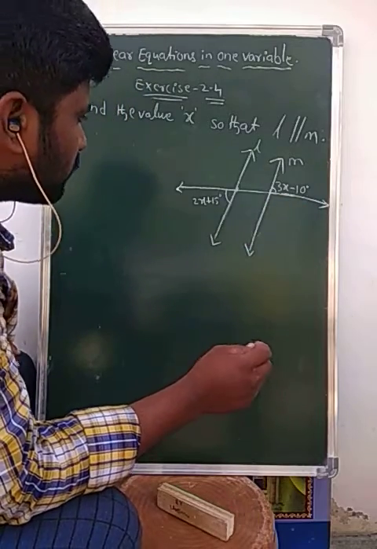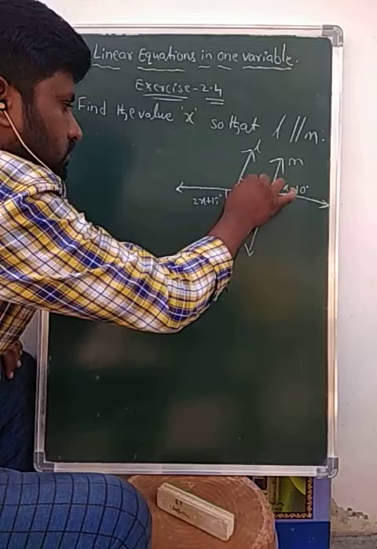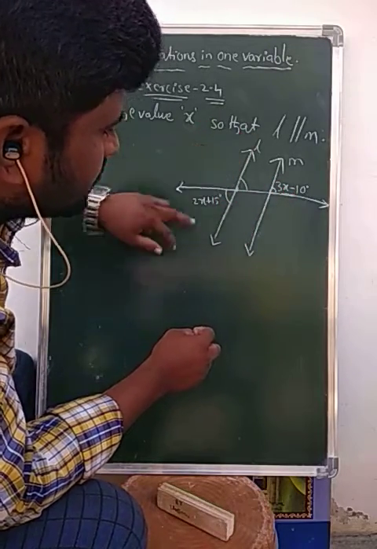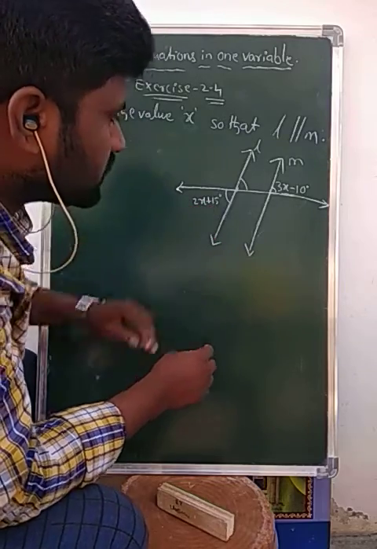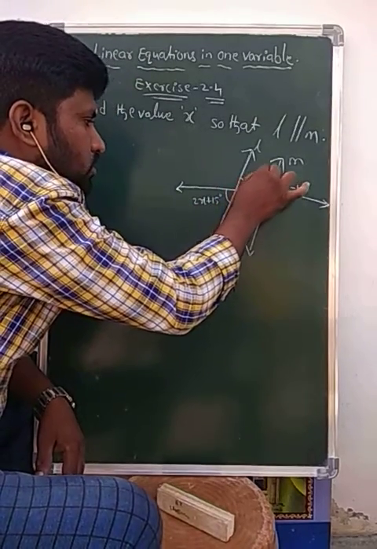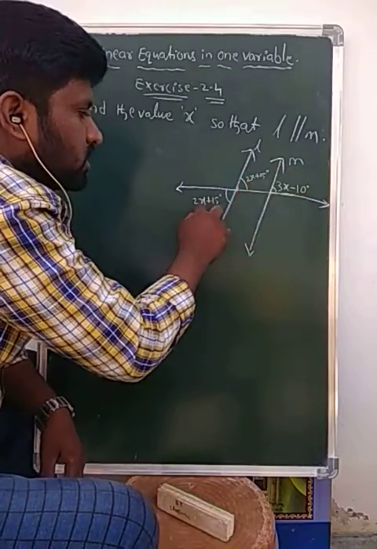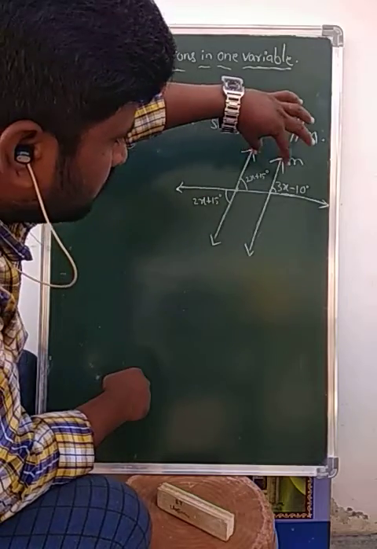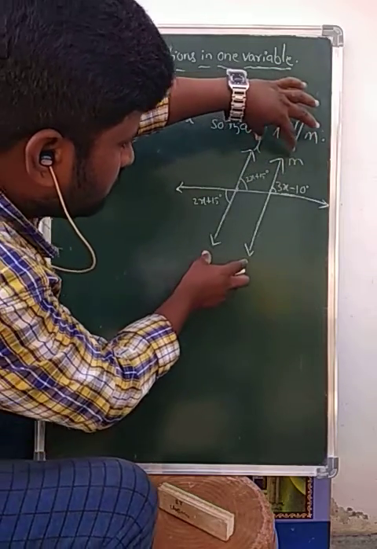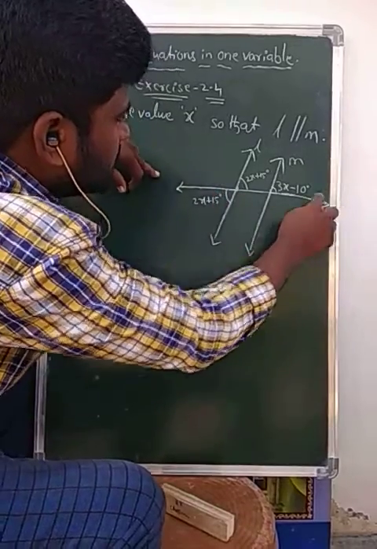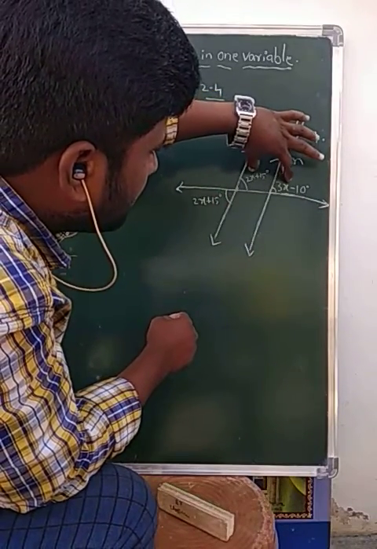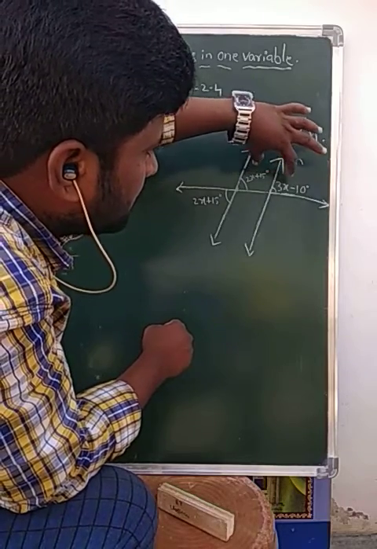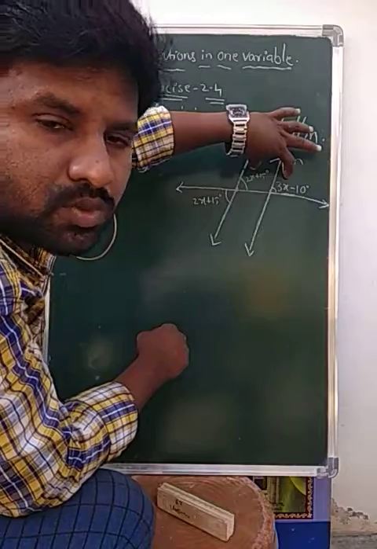Now what I am doing here: by seeing, these two angles are vertically opposite angles. Here 2x plus 15 degrees means here also 2x plus 15 degrees, because these two are vertically opposite angles. Now by observing, these two are parallel lines and this is a transversal. Now these two angles, 3x minus 10 degrees and 2x plus 15 degrees, are corresponding angles.